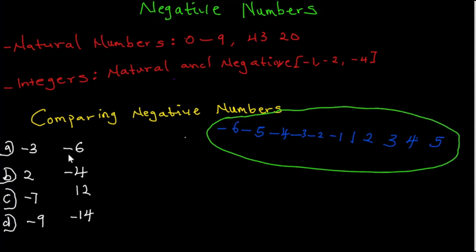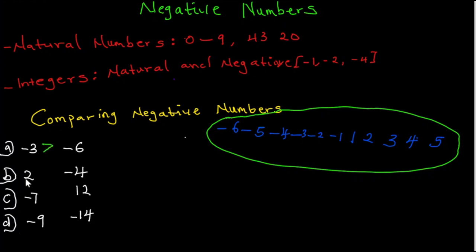Looking at this number line, -3 and -6, which one is bigger? When it comes to negative numbers, the number that is larger in number is always the smallest, because look at the number line. -1 is bigger than -2. -2 is bigger than -3. -3 is bigger than -4. -4 is bigger than -5. -5 is bigger than -6. That's how negative numbers work. They don't go the way natural numbers go. They go differently. So in this case, -3 is greater than -6.